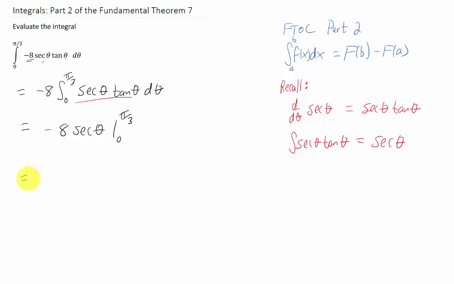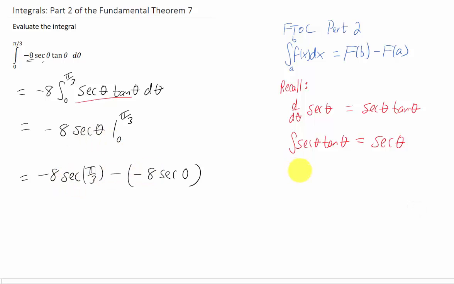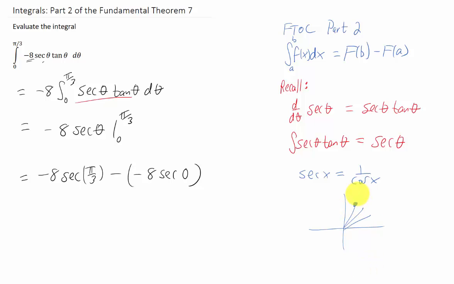pi over 3. Now, the Fundamental Theorem of Calculus Part 2 says we plug in that upper limit, and we subtract, and we plug in the lower limit. This requires remembering a little bit of trigonometry, so this is a good problem. You'll recall that the secant of x is 1 over cosine of x. If we want the cosine of pi over 3, I always have to draw out a little unit circle. Pi over 3 is this angle up here, and the cosine is the x value on that unit circle. The x value on that unit circle is 1/2. So cosine of pi over 3 equals 1/2.